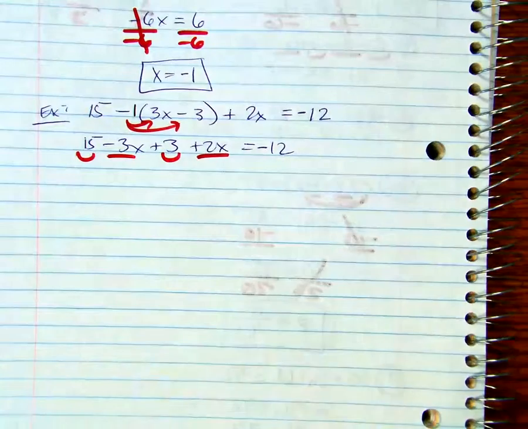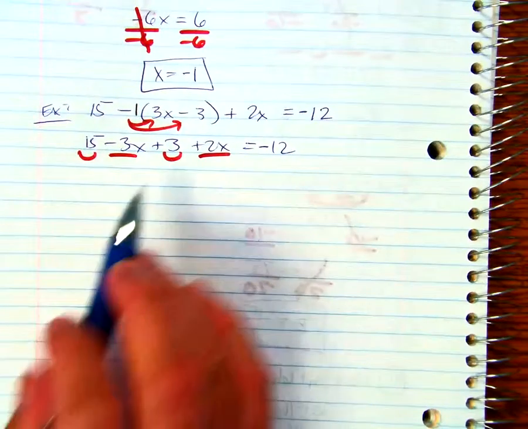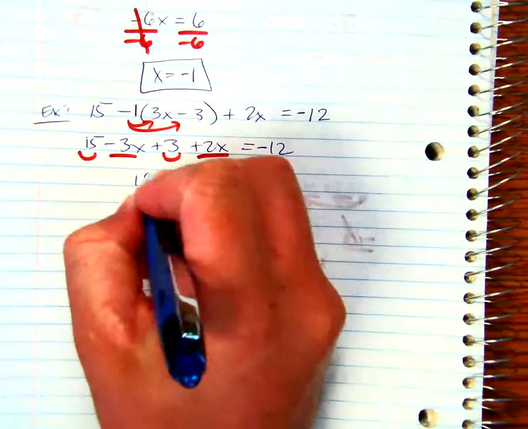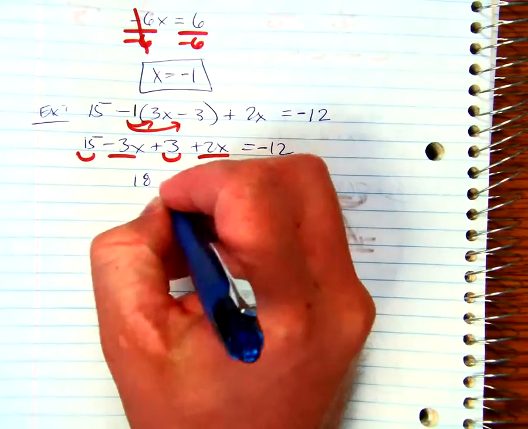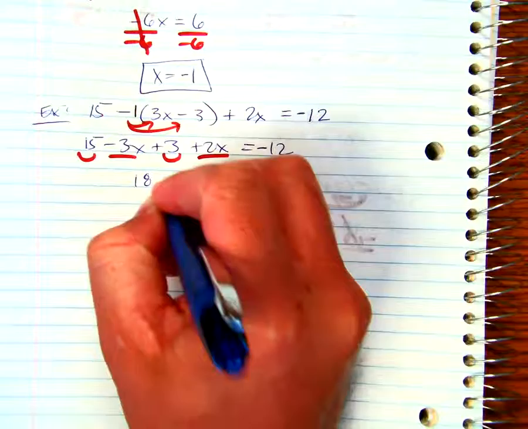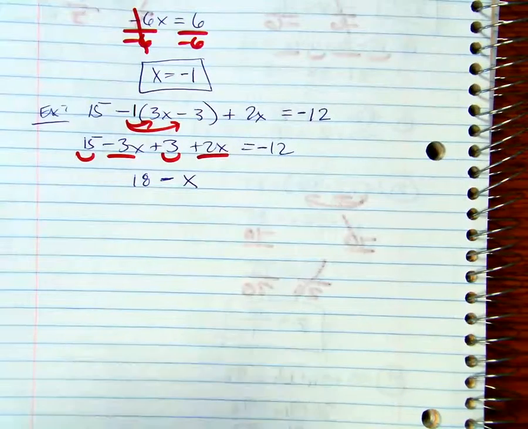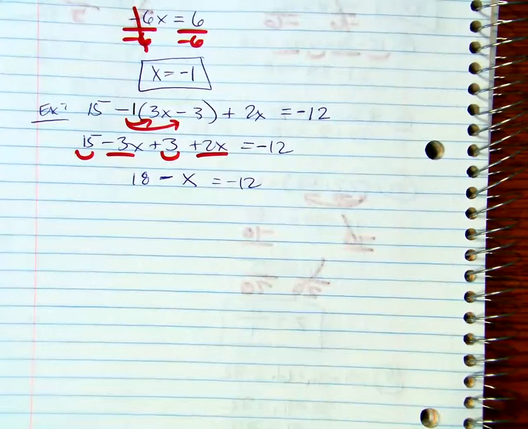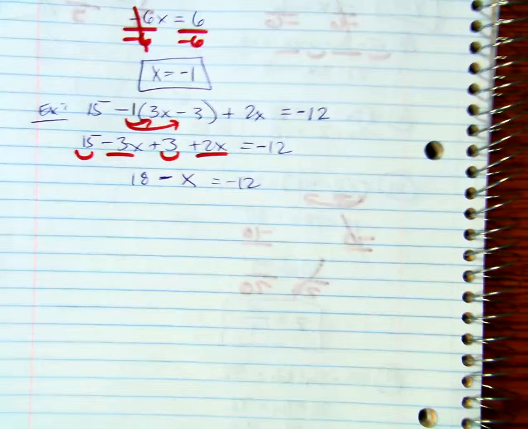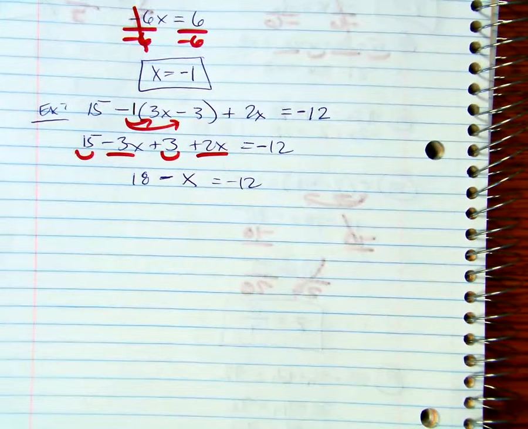So we have our variables, we have our constants. 15 plus 3 is going to give us 18. -3x plus 2x will give us -1x. We usually don't write the 1. You can if you would like. Still equals -12. And once again, it has turned into a two-step equation.